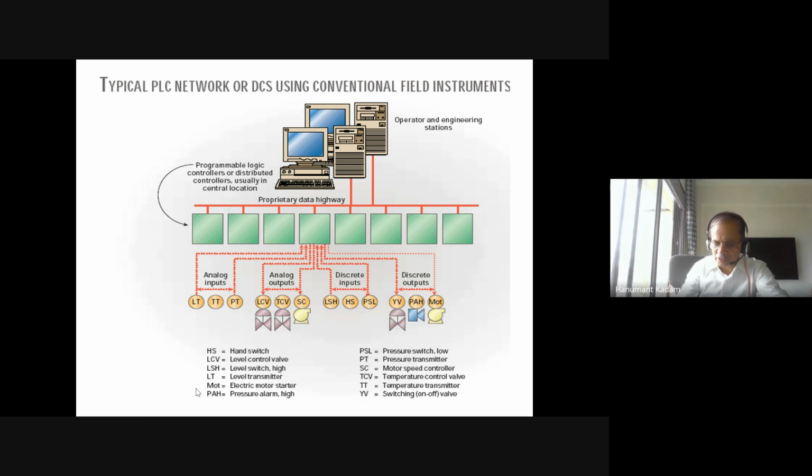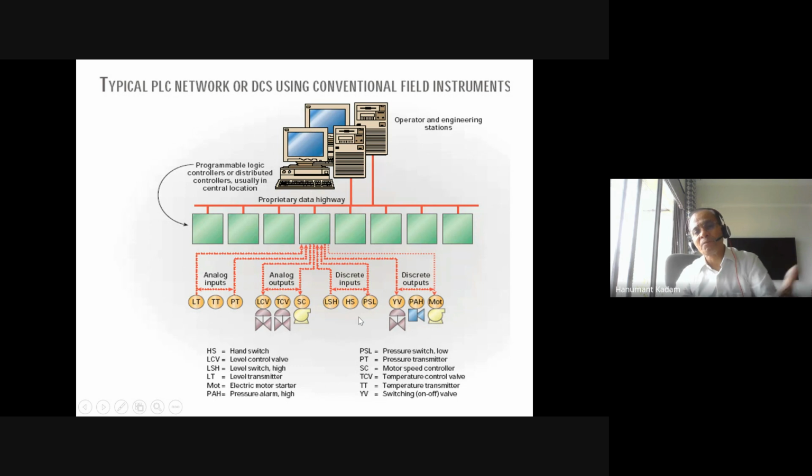Analog output you can also see here: level control valve, temperature control valve, or you can have VFD-controlled. Nowadays VFDs are there. So the analog output card in the DCS is used for controlling the speed of motors. Earlier it was not possible, but the evolution of the VFD has helped this. Earlier a motor had to be controlled either on or off.